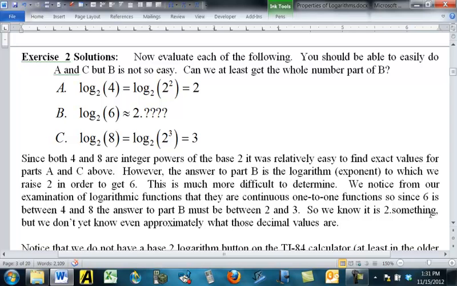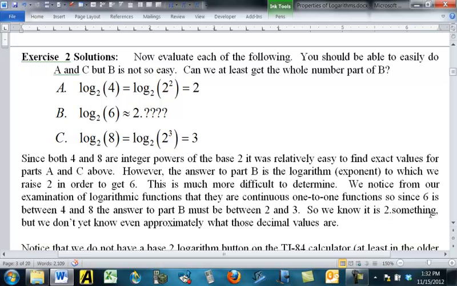But one thing we remember from our study of logarithms in general is these are nice, continuous, one-to-one functions. So there will be a correct answer here, and it is something between 2 and 3, because 6 is between 4 and 8, then log base 2 of 6 has to be between log base 2 of 4 and log base 2 of 8.